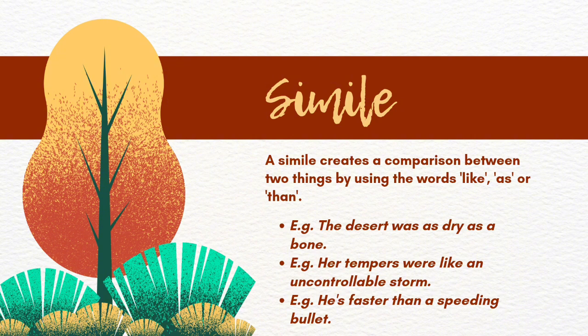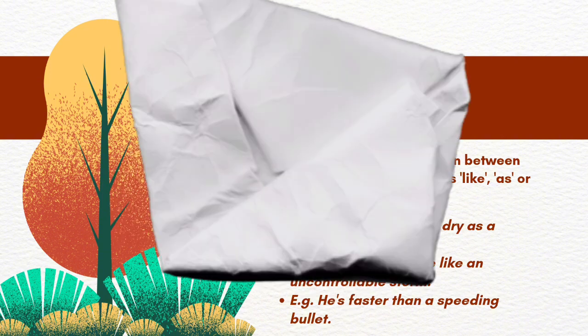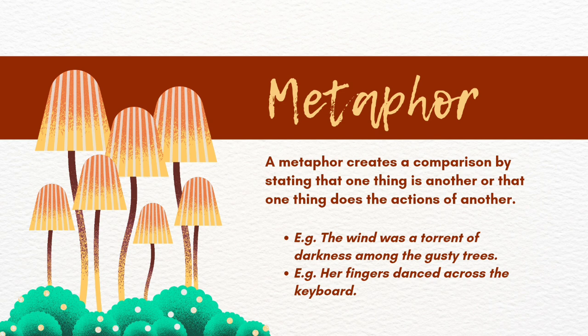And for the third example, we have, he is faster than a speeding bullet. No one's faster than a speeding bullet. Here, we use than. Let us now move on to the next type, the metaphor.